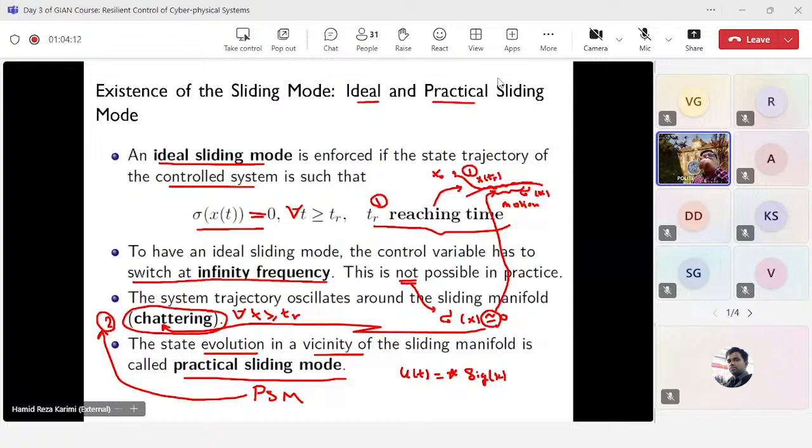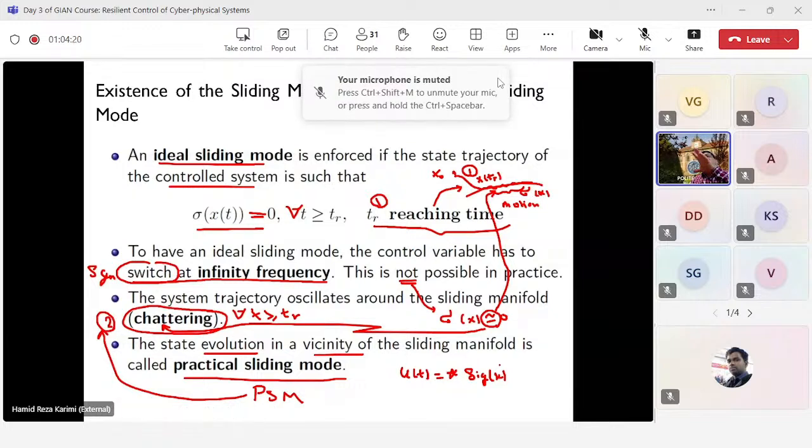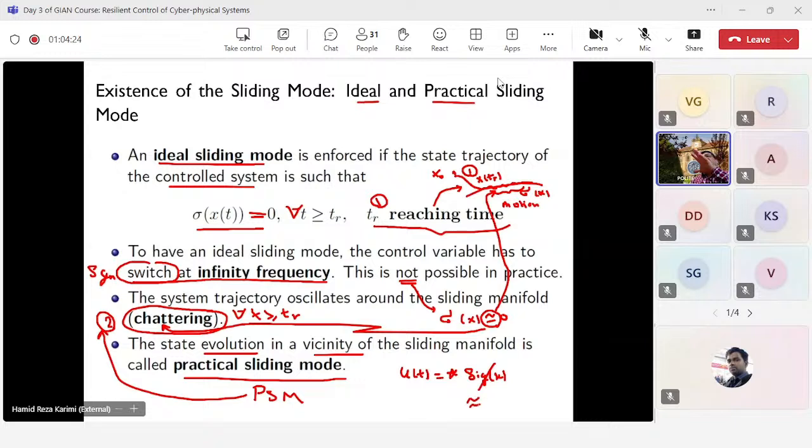Therefore, if you want to make it a PSM, a practical sliding mode, the sign function can be approximated with another function, for example, x over the norm of x plus epsilon. Okay, so this is a very interesting trick. We call it a trick. Okay, so the trick is like this.